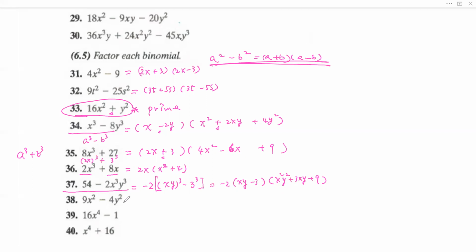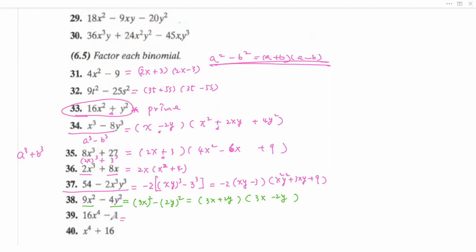38. So here is a squared minus b squared. So what's a? A is 3x, right? So we just rewrite here, 3x squared minus 2y squared, right? So a plus b, a minus b, right? See 39.